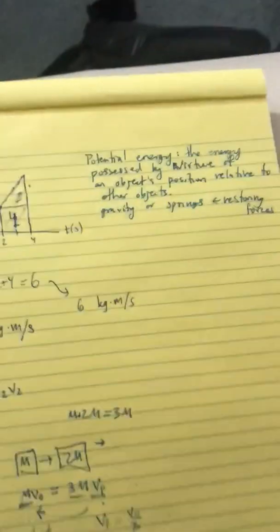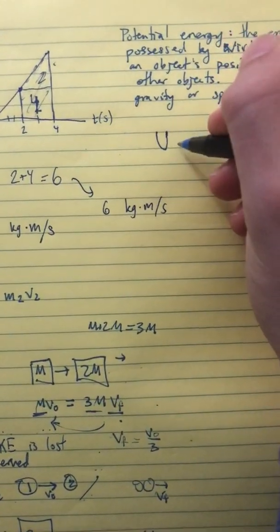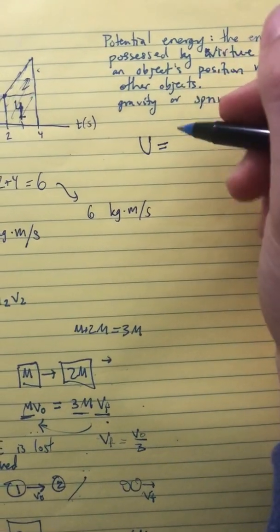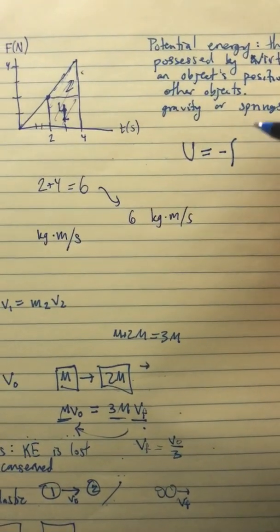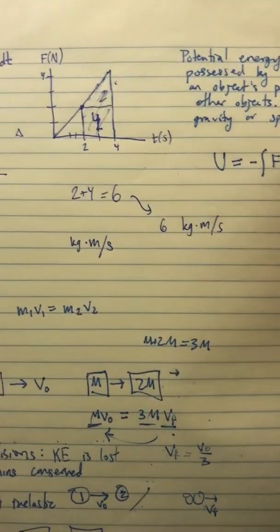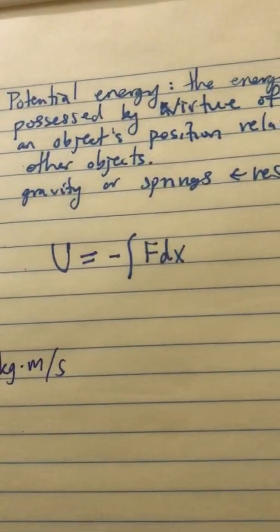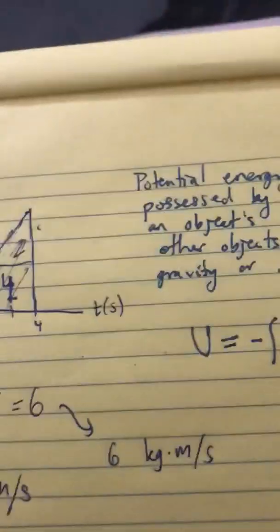So now we'll talk about a potential energy equation. We can write potential energy as U. Potential energy U equals negative integral of F dx. So we're going to want to remember that. That'll come in handy. And now we're just going to talk a little bit about integrals.